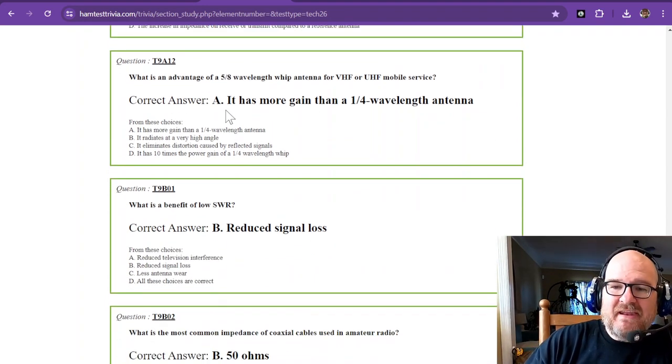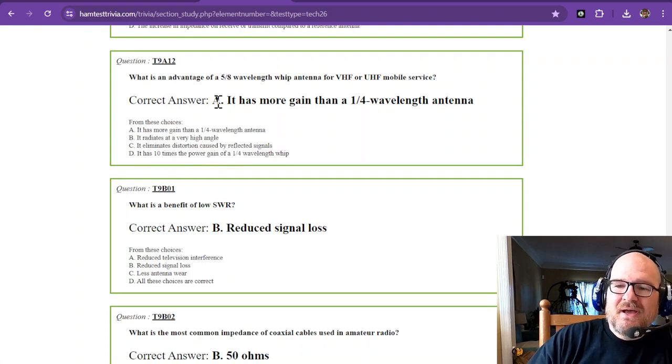What is an advantage of a 5/8 wavelength whip antenna for VHF or UHF mobile service? Now, you have to go look at the choices for this. It has more gain than a quarter wavelength. It radiates at a very high angle. It eliminates distortion caused by reflected signals. It has 10 times the power gain of a quarter. Boy, don't we wish. But it has more gain than a quarter wavelength.